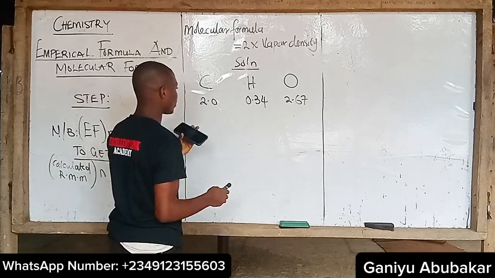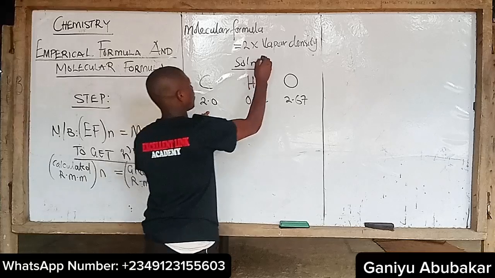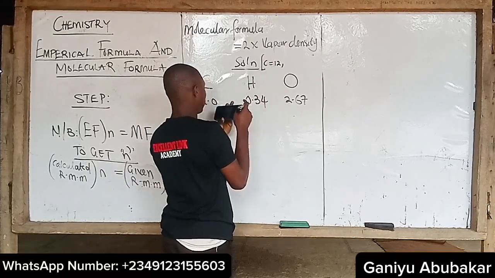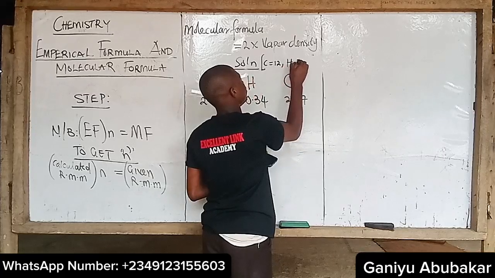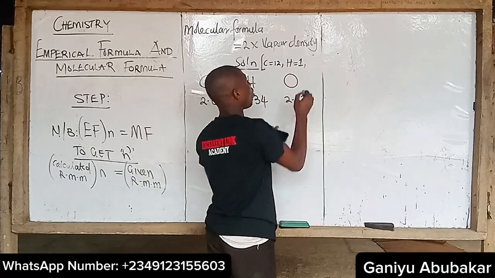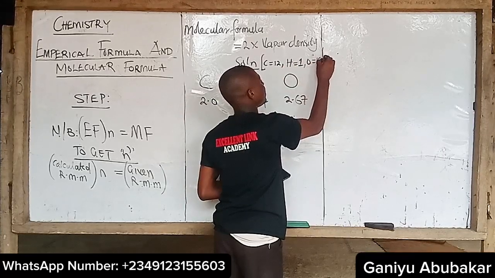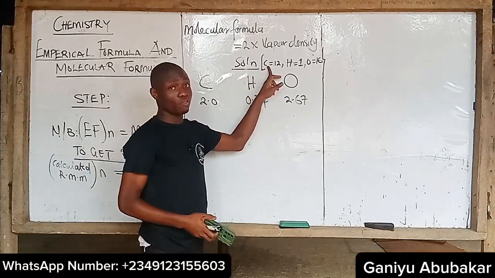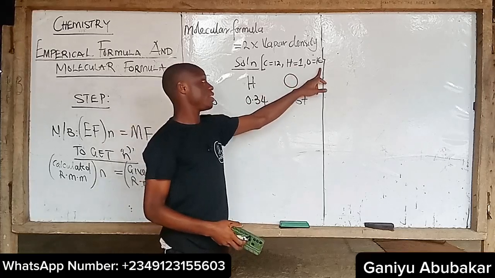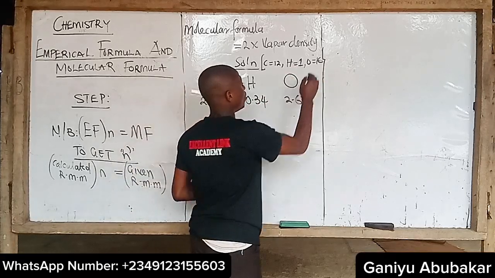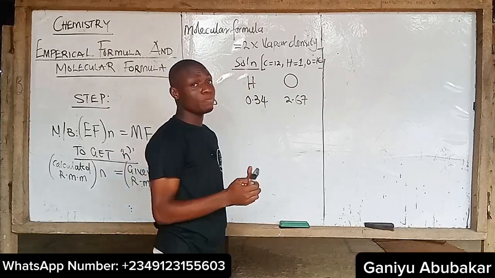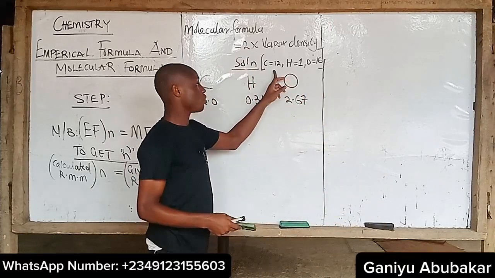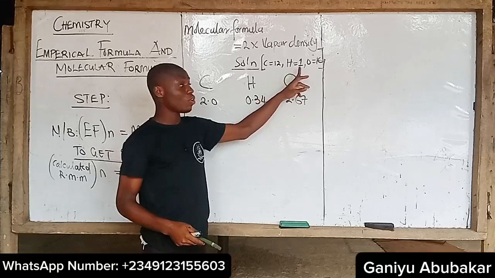Let me note that for this question, carbon is 12, hydrogen is 1, and oxygen is 16. So the relative atomic mass of carbon is 12, hydrogen is 1, while oxygen is 16. You should note this. In some cases in the exam it might not be given, so you should know how to get the relative atomic mass, which is carbon 12, hydrogen 1, and oxygen 16.